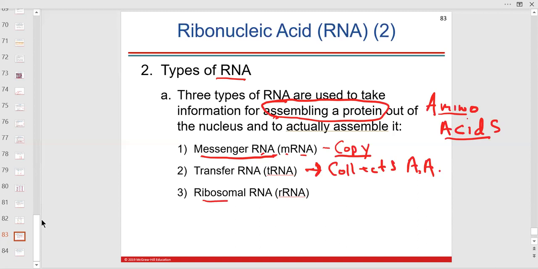Then you have rRNA or ribosomal RNA. Basically, what you need to know about this is it builds ribosomes.